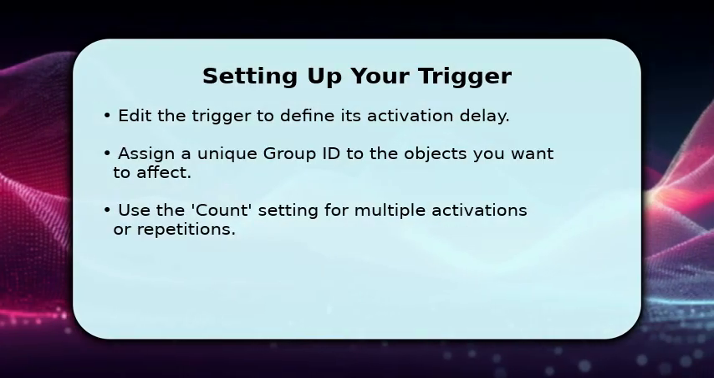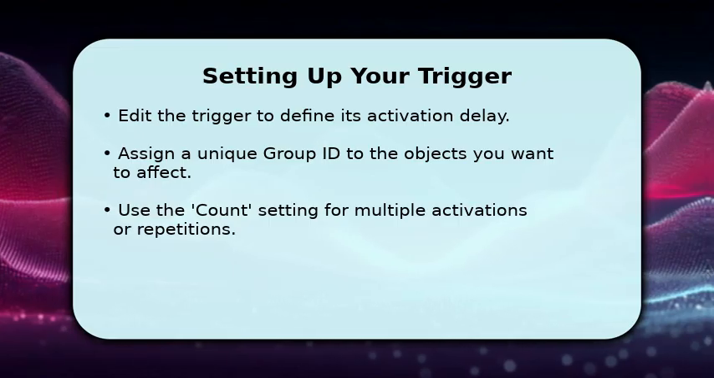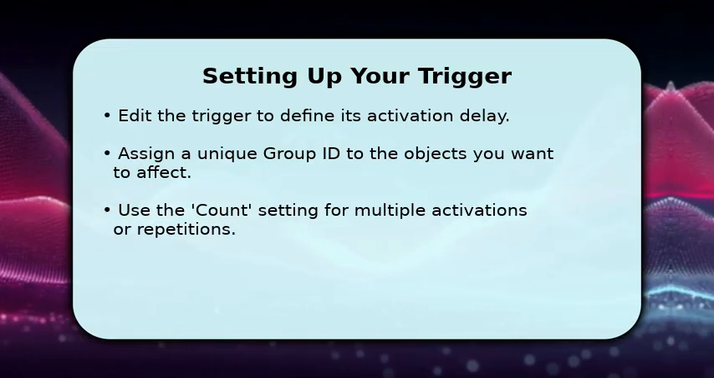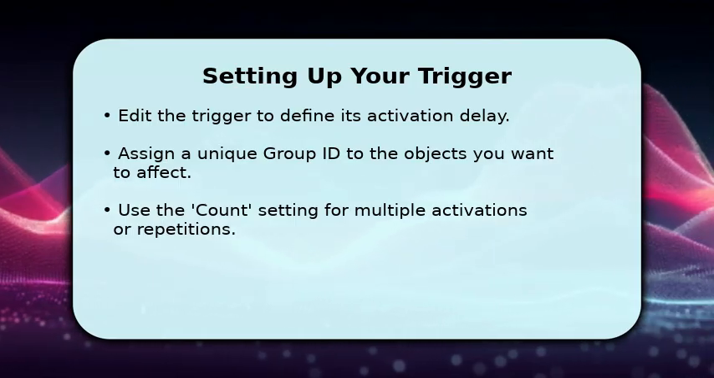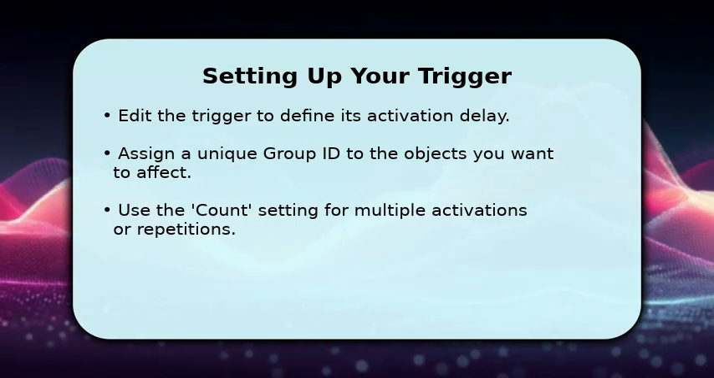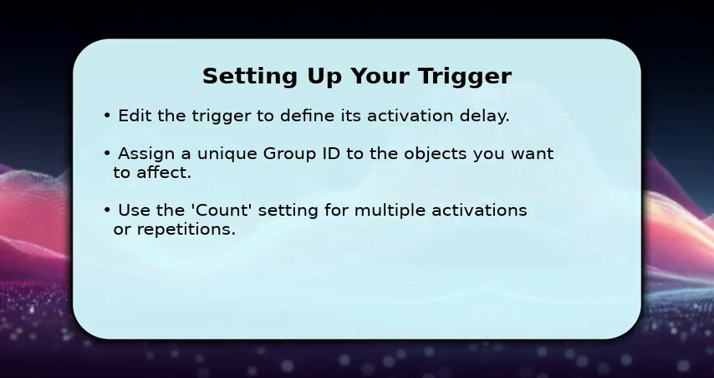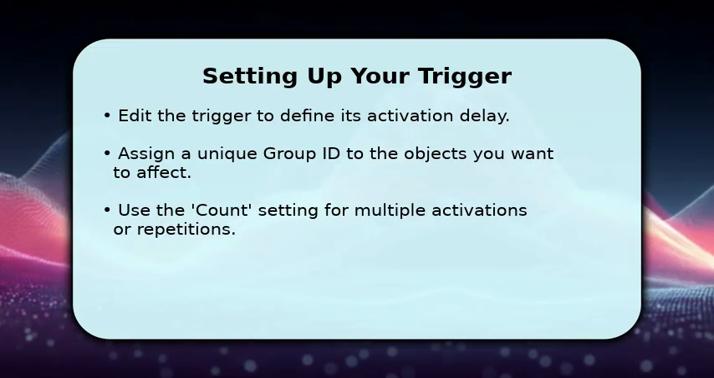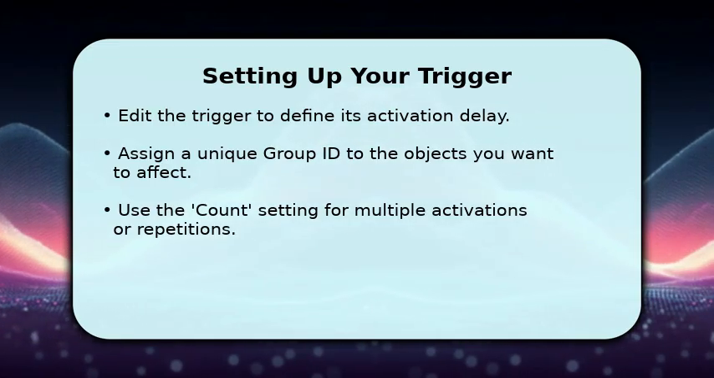To configure your time event trigger, select it and click Edit Object. Here, you'll set the delay in seconds, which determines when the trigger activates after the player passes it. Crucially, assign a group ID to the trigger and the objects it should affect. This ensures only the intended elements respond. You can also specify how many times the trigger should activate using the count option.